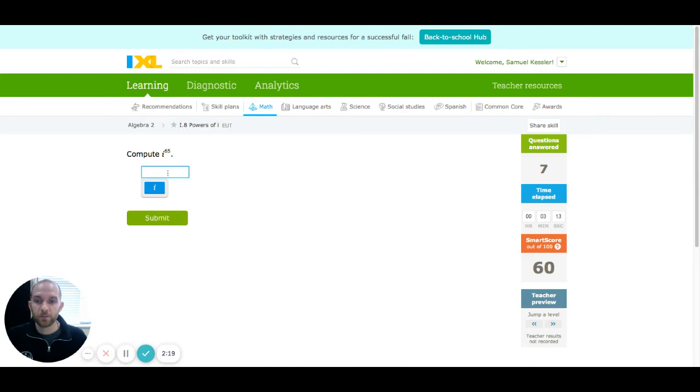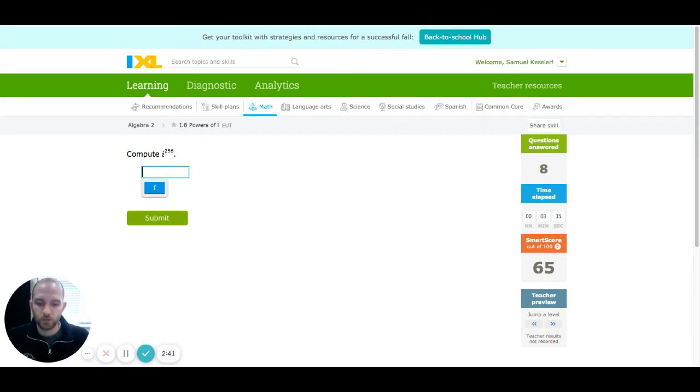i to the 65th power, again, I'm going to take 65 and divide it by 4. And I'm going to get 16.25. Now that .25 as a fraction would be the same thing as 1/4. So I'm going to look at the first number in the pattern. So that would just be i, the first number in that pattern: i, 1, and the two in the middle are negative.